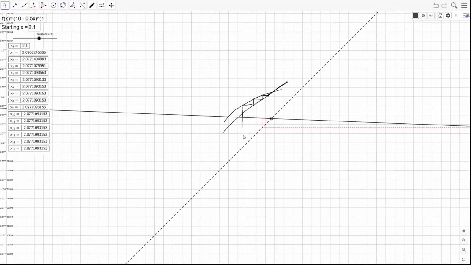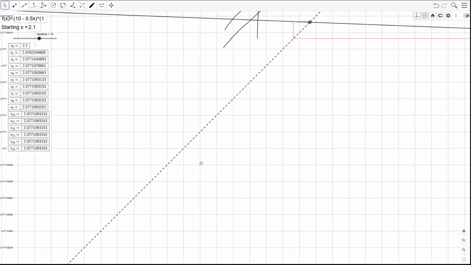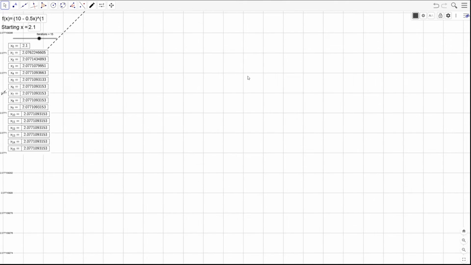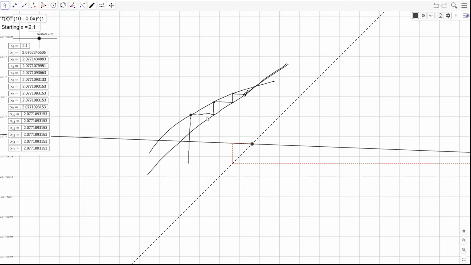So this type of situation is called a staircase situation. A staircase. It looks like a staircase as it zooms in. Sometimes you have a situation where you spiral to the solution. Sometimes you have a staircase effect. Sometimes what happens is you might have something like this.